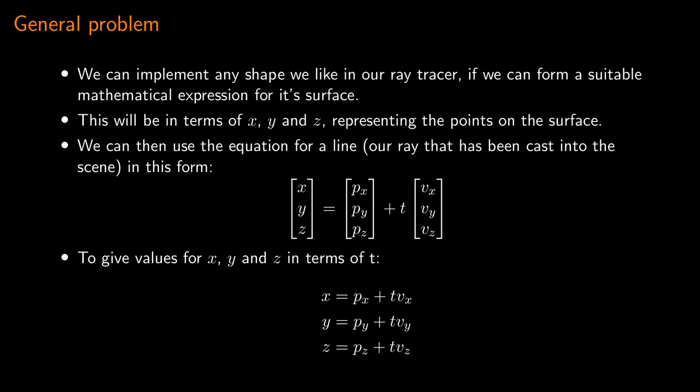And then we can use the equation for a line, which is, after all, our ray that we've cast into the scene, given in the form that you can see here. Well, some vector consisting of x, y, and z is equal to a point that I've noted here as px, py, pz, plus some scalar quantity t multiplied by a vector v with vx, vy, and vz. So this is a standard equation for a line expressed in vector form, and this will give values for x, y, and z in terms of t, as you can see here. So we end up with x is equal to px plus t vx, y equals py plus t vy, and z equals pz plus t vz. Okay, fairly straightforward.